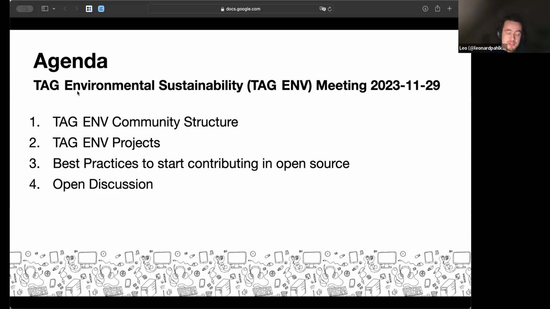We will also talk briefly about the charter of the TAG and the people that have been elected to steer the TAG. And then Christina will talk a little bit about the projects and how to get started in open source.